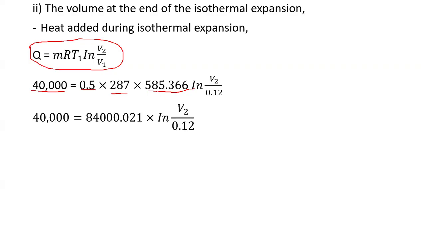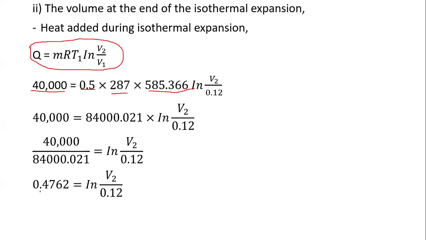Then here, of course, when you multiply everything, you end up with 84,000.021. Here we still have the 40,000 representing the heat energy. Then ln V2 over V1 is 0.12. You go back there, you notice that we divide both sides by 84,000.021. And hence, we get 0.4762.